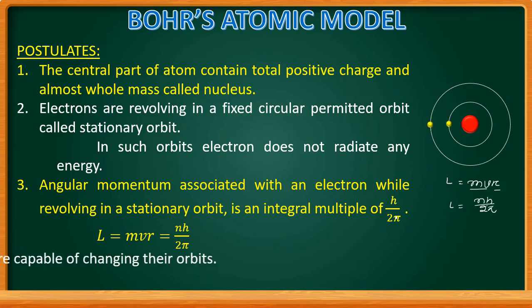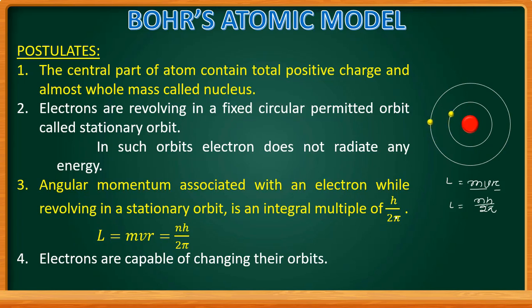And after that, the fourth one is that electrons are capable of changing their orbits. An electron can jump from a lower orbit to a higher orbit, or also from a higher orbit to a lower orbit. This is our first orbit. The energy of the first orbit is E1, and the energy of the second orbit is E2. The energy difference between the two orbits, E2 minus E1, equals h nu, where h is Planck's constant. The value of Planck's constant is 6.626 into 10 to the power minus 34 joule second. Okay, and this nu is the frequency of radiation.